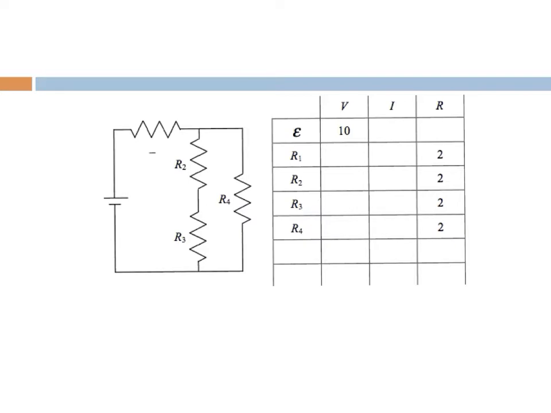Here we have two resistors that are in series with each other, and that's resistor 2 and resistor 3.